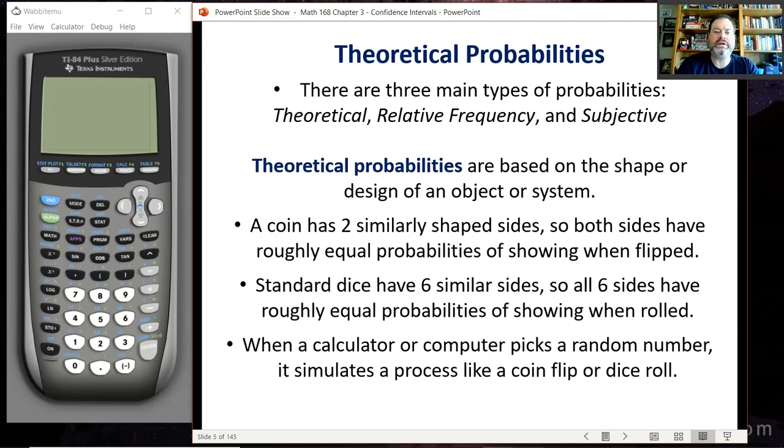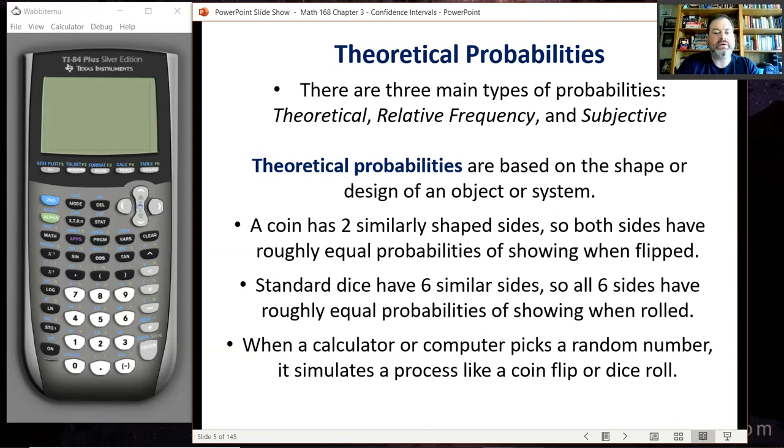So theoretical probabilities are based on the shape or design of an object or system. So games of chance are theoretical probabilities, right? A coin has 2 similarly shaped sides, so both sides have roughly equal probabilities of showing when flipped. A coin itself doesn't favor one side over the other, right? And that's based on how it's designed, right? It's designed to be as even as possible on both sides. Standard dice have 6 similar sides, so all 6 sides have roughly equal probabilities of showing when rolled.